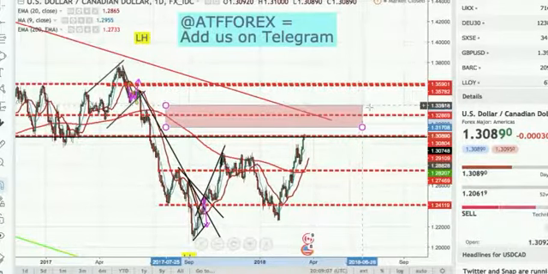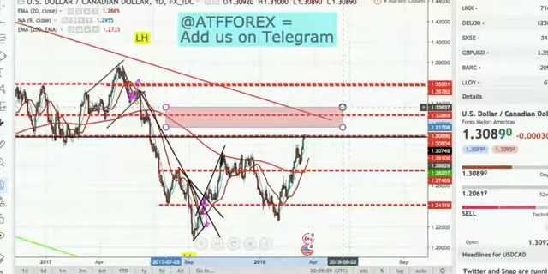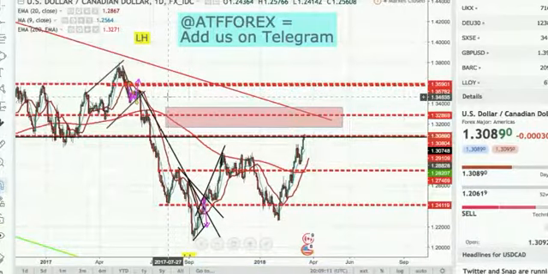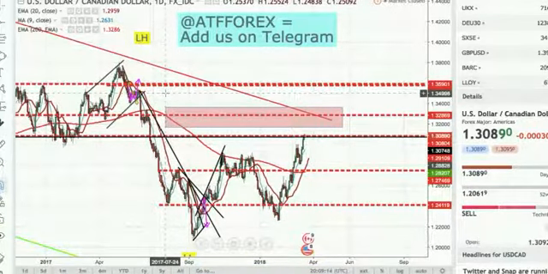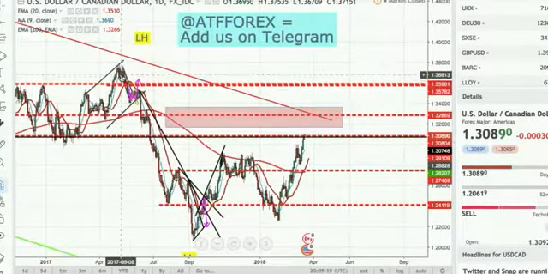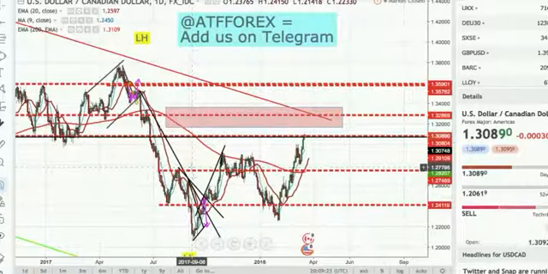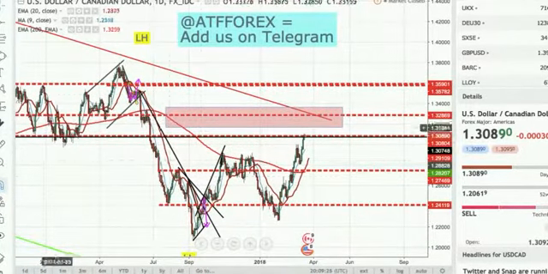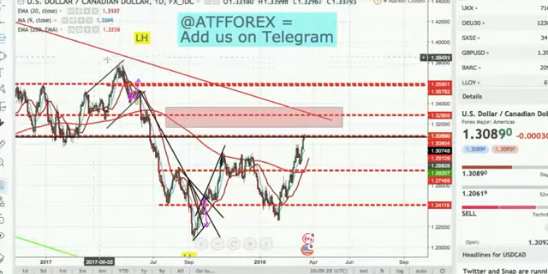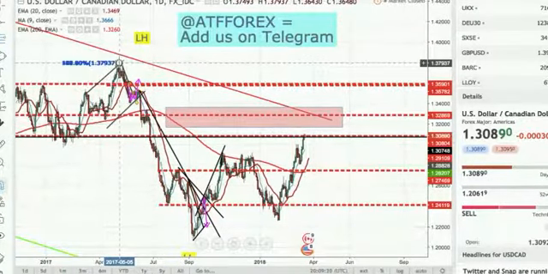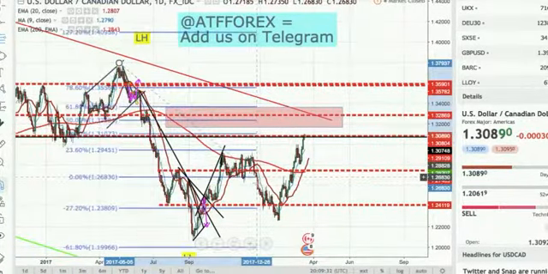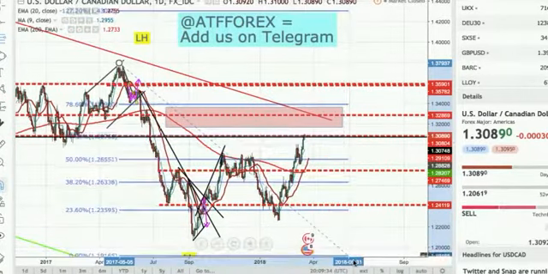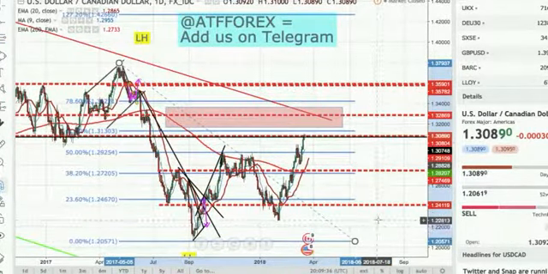Now I've highlighted this region since I think it was July 2017 when we had the interest rate hike by the Canadians, and prices absolutely plummeted all the way down to the 1.20 level. But if I draw this on the fib tool, from this previous high at 1.38, we've got a potential ABCD pattern forming right here.